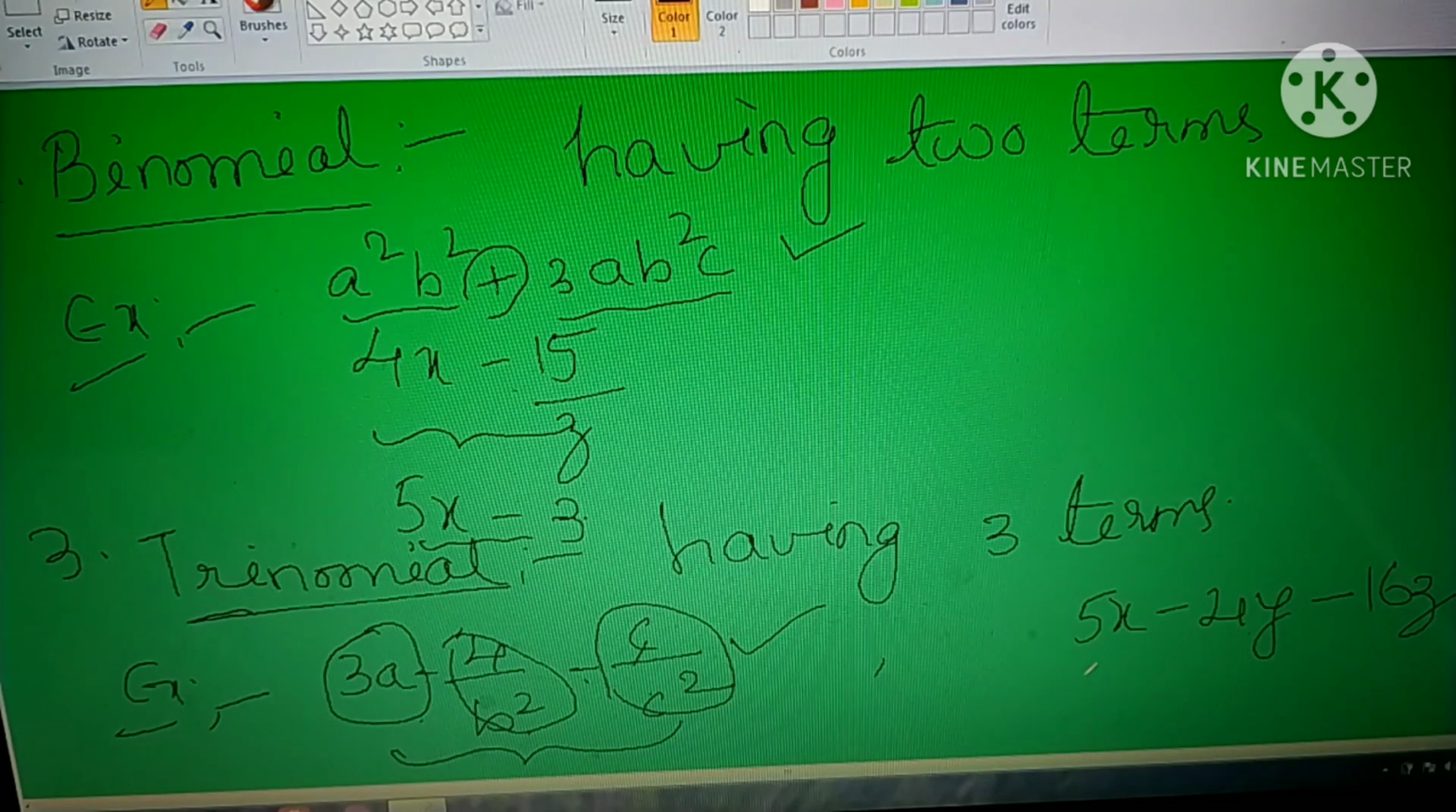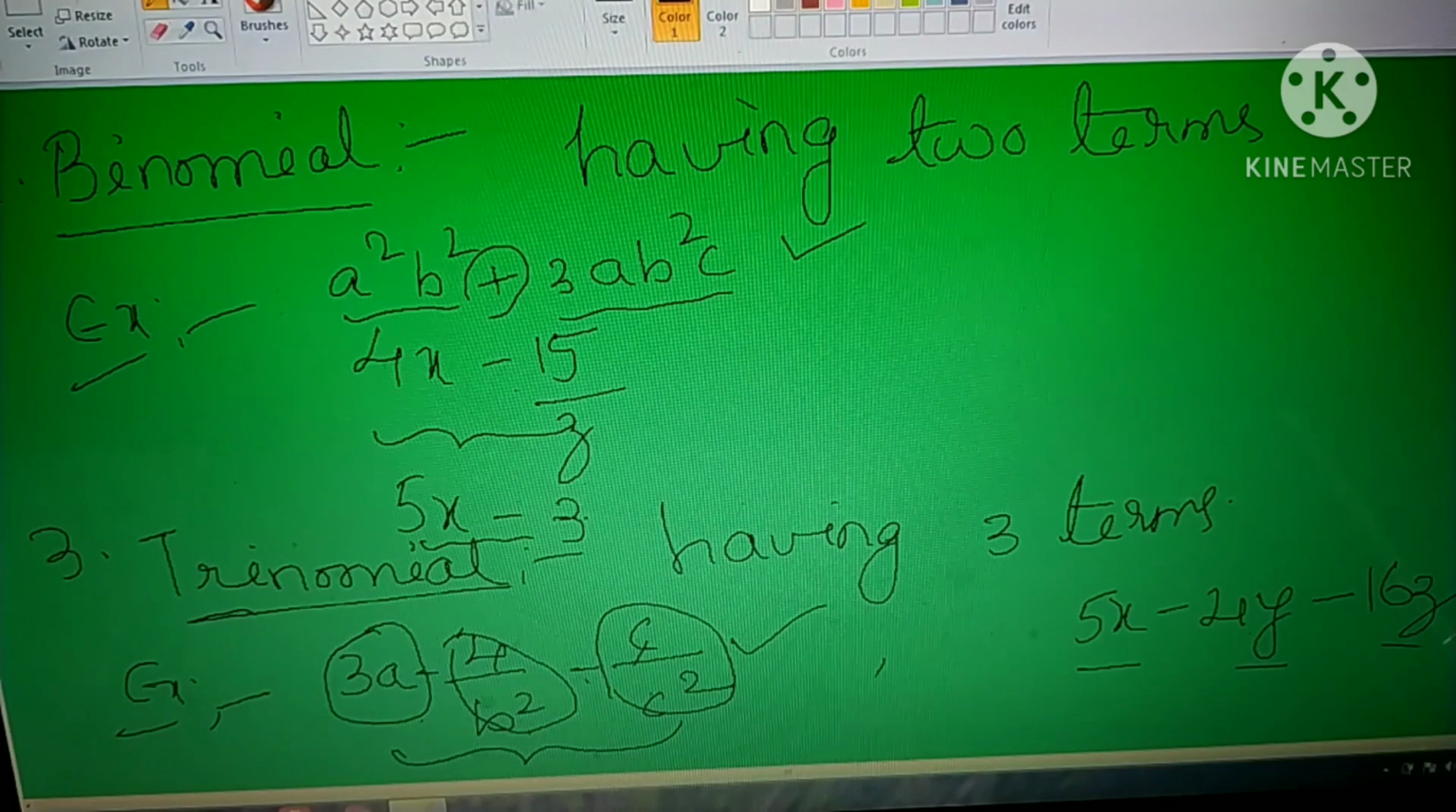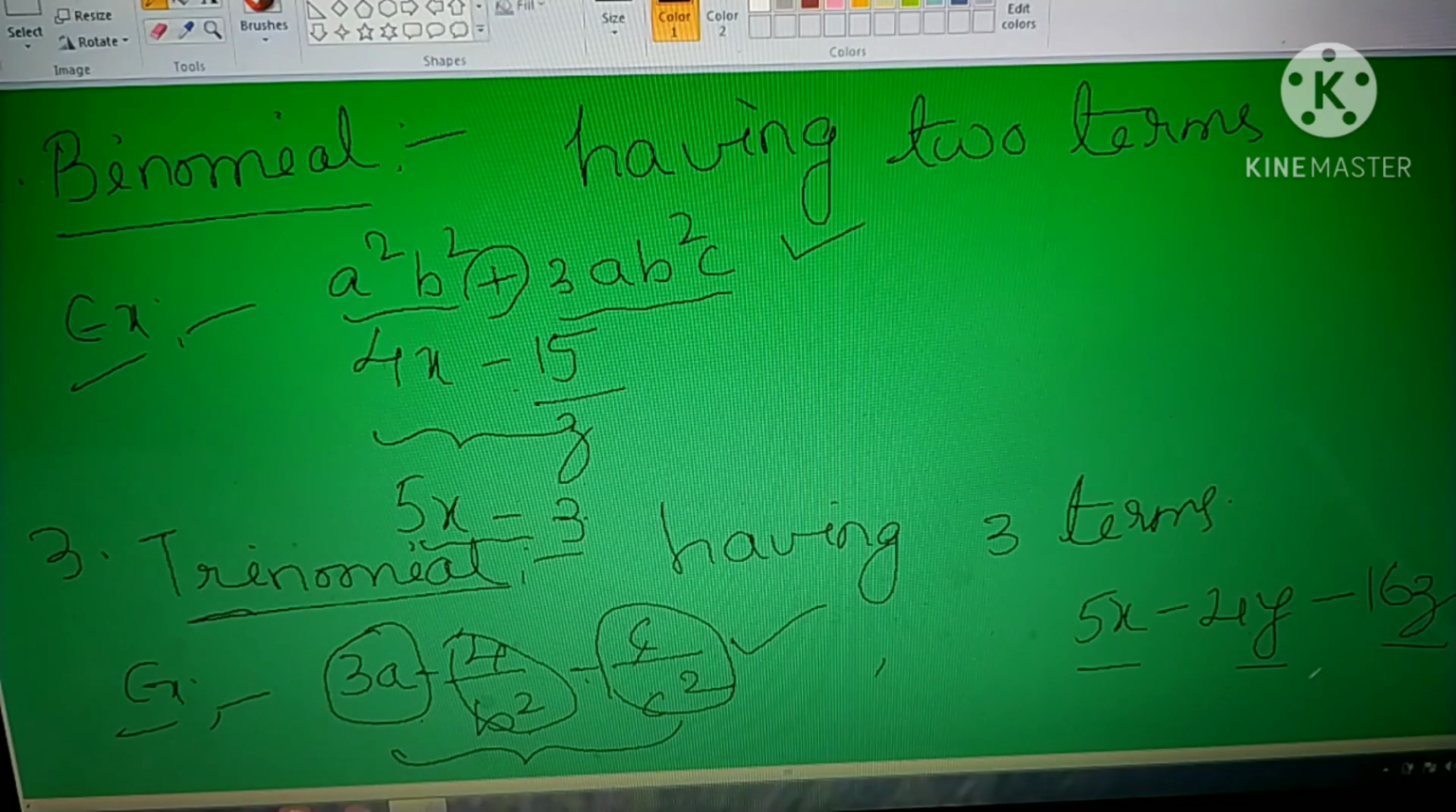So now see, 5x minus 4y minus 16z. This whole expression has three terms here. This is one term, this is one term, this is one term. Having three terms, those types of algebraic expressions will be called trinomial. Okay. So an algebraic expression having three terms is called trinomial.